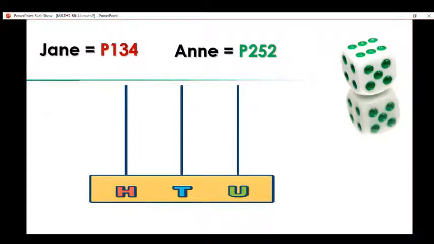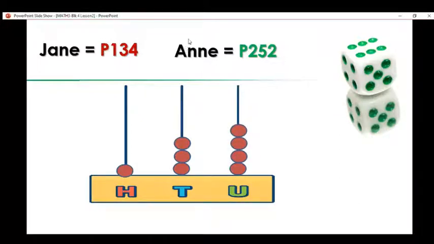So how many hundreds do we have in 134? Very good. That is only one. So we need to put one red circle in our hundreds. How many tens do we have in 134 of Jane? Very good. That is 3. So we count 1, 2, 3. And how about the ones? Very good. The ones is 4, so we count 1, 2, 3, 4.